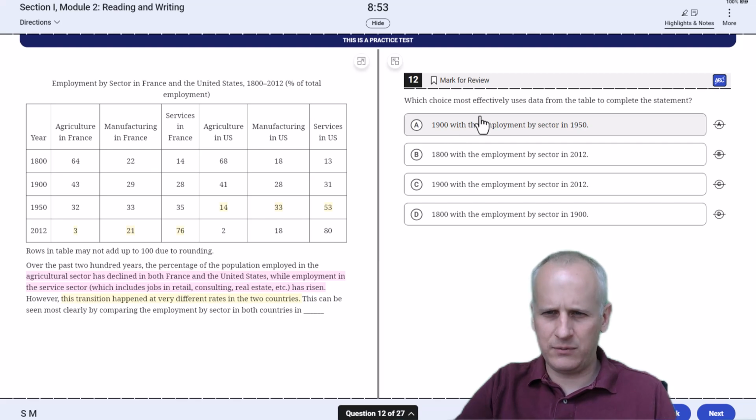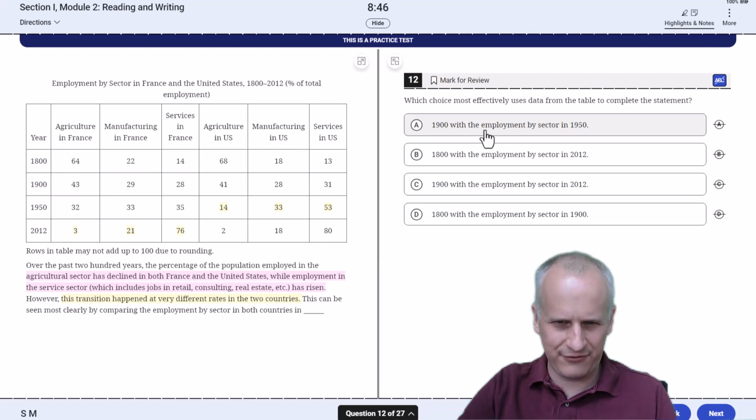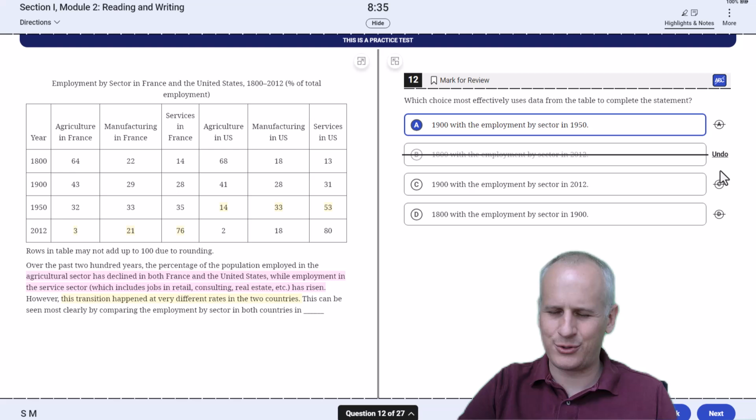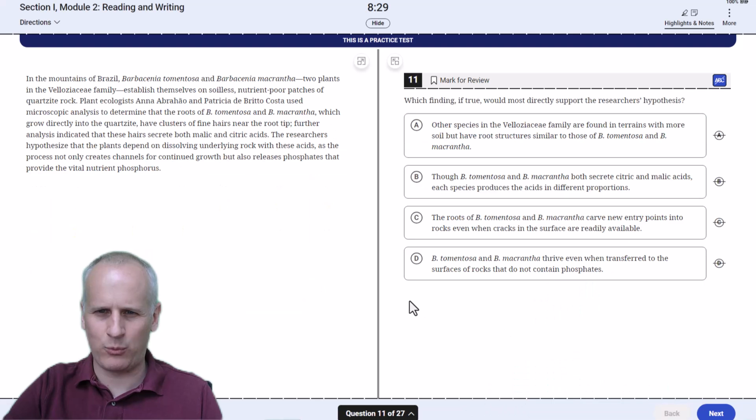So using the employment sector by both countries in 1900 versus 1950, well, that's the exact point where we've got the disparity between France and the US, so that would match. B, 1800 with 2012 is the whole thing. That's not going to match. 1900 with 2012, they've all caught up by that point. And 1800 with 1900, they're still the same. So our correct answer is A, and we hit back once more.